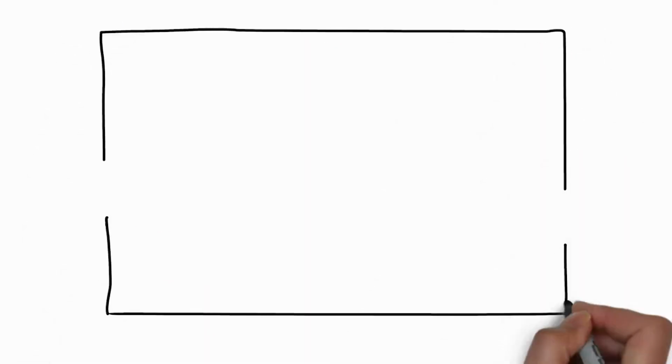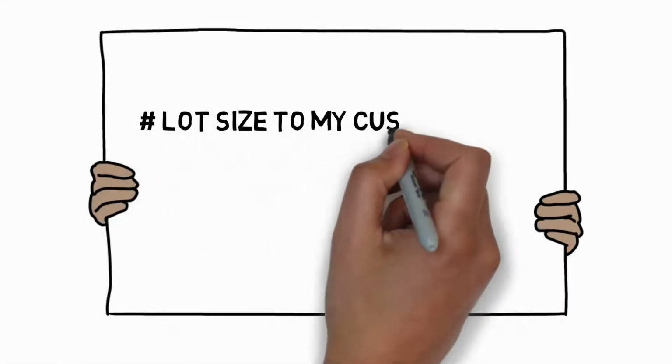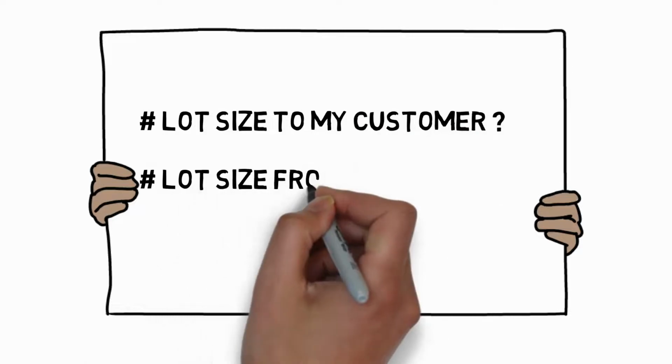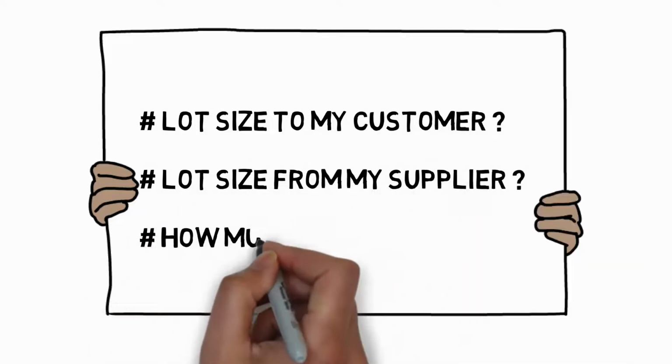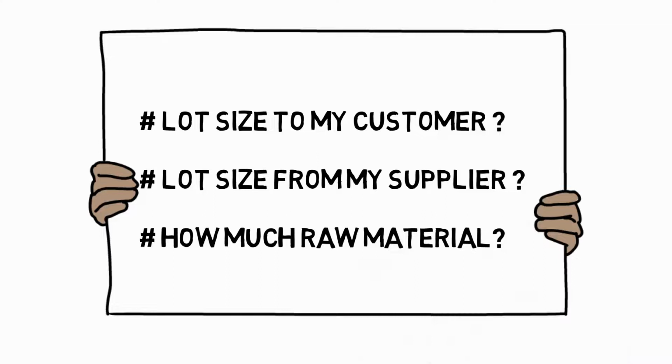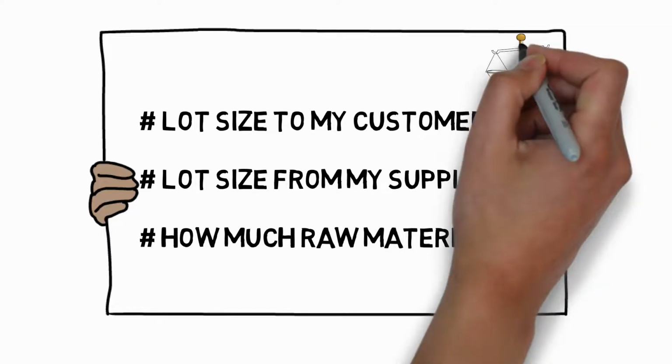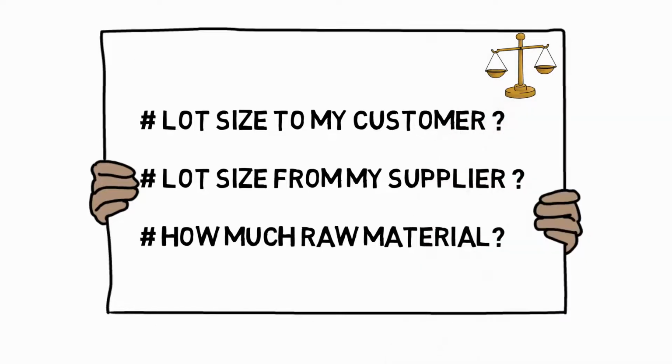Okay, now it is time for another set of questions. What is the lot size of shipping to my customer? What is the lot size I receive from my supplier? How much raw material do I have in the company? In general, you will have to draw all the relevant information on the map, avoiding exaggeration.